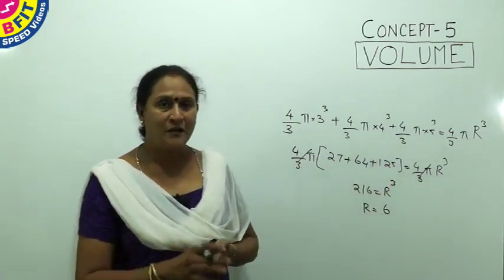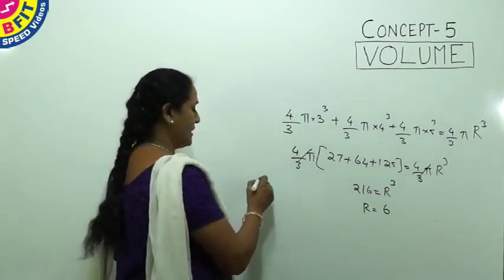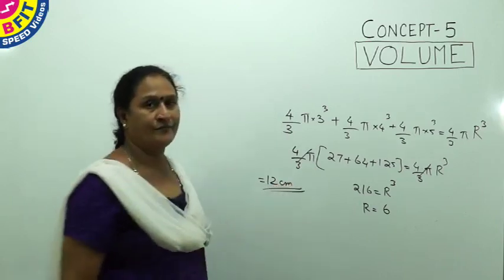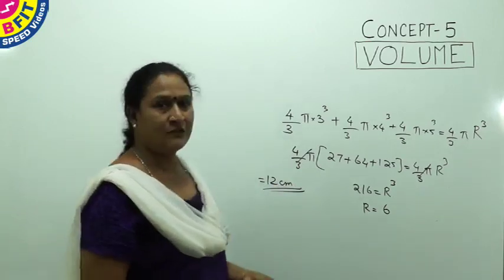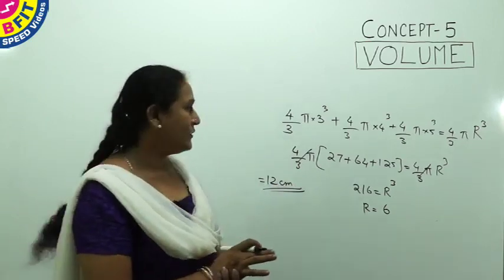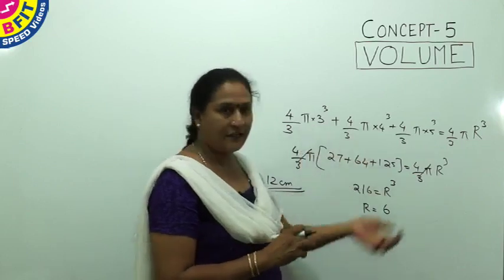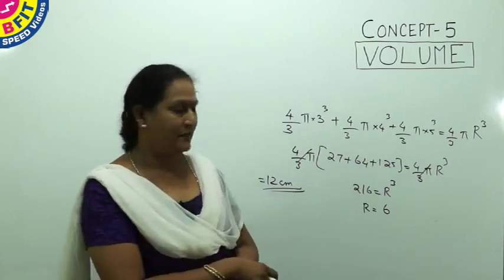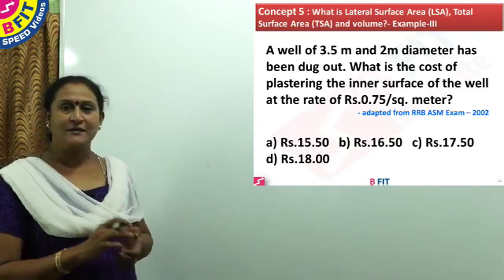So what is the diameter of the new sphere formed? It is double the radius. So the answer is 12 centimeter. So here the diameters are given. Taking the radius and finding the cubes of those and adding, we find the radius of the bigger sphere, and doubling that we get the diameter as 12. So we'll see the next example, example 3.